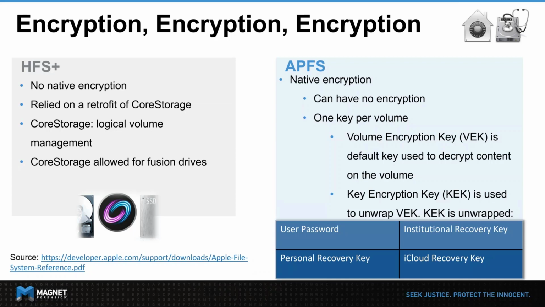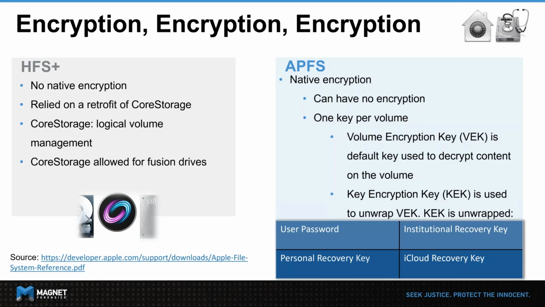Now, APFS has that native encryption. So we can either run no encryption, or you can have one key per volume. And that volume encryption key, or the VEK, is the default key to decrypt the content of each volume. But you need the key encryption key to unwrap the volume encryption key. And for the key encryption key, you can use the user password, the personal recovery key, institutional recovery, or the iCloud recovery key. So once again, keep that in mind.